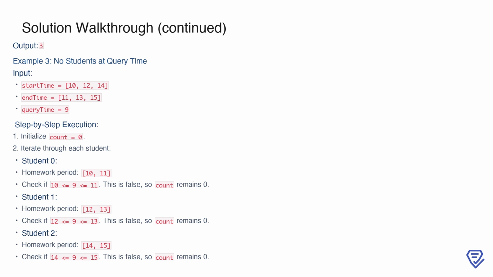For the second student, their homework period is 12, 13, and we check if 12 ≤ 9 ≤ 13. This condition is also false, so the count stays at 0. Finally, for the third student, their homework period is 14, 15, and we check if 14 ≤ 9 ≤ 15. This condition is false as well, so the count remains 0. Since no students are doing homework at query time, the final count is 0.